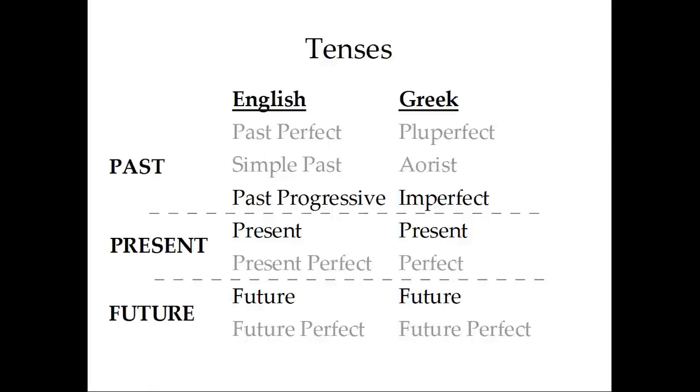These are the tenses we've looked at already in Greek: the imperfect, the present, and the future. We're going to learn a new one today, and it is, in English, known as the simple past, in Greek, the aorist.